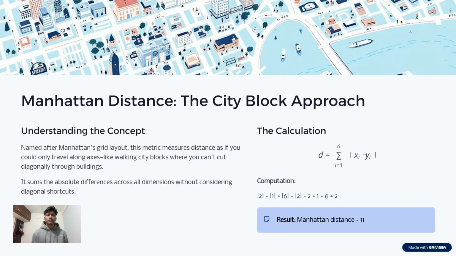Now, the Manhattan distance. Manhattan distance works like navigating city blocks: only horizontal and vertical movement, no diagonals. We simply add the absolute differences: 2 plus 1 plus 6 plus 2 equals 11. This metric is more sensitive to total overall difference than Euclidean because it doesn't square anything.